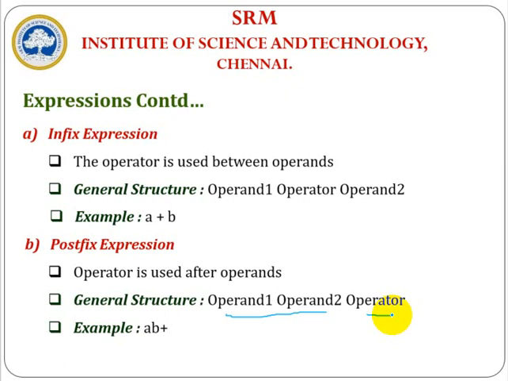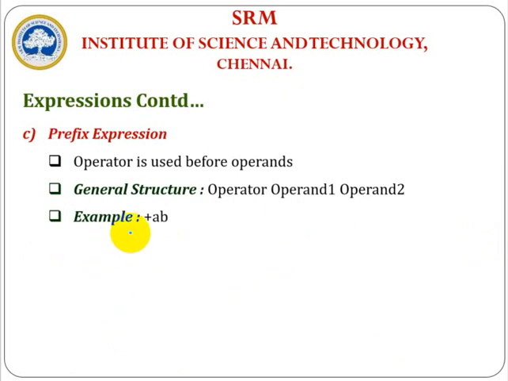In general we will come across this in data structures, but at the programming level we will generally give input in the form of infix expressions only. We need not worry about postfix or prefix expressions, but we need to know that there are three kinds of expressions: infix, postfix, and prefix. In postfix, the operand comes first, followed by the operator. In prefix, the operator comes first, followed by the operand.